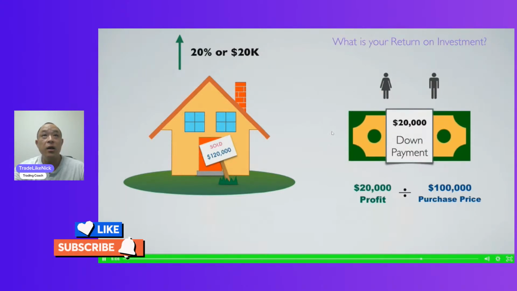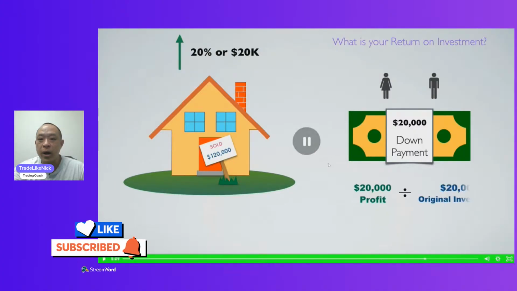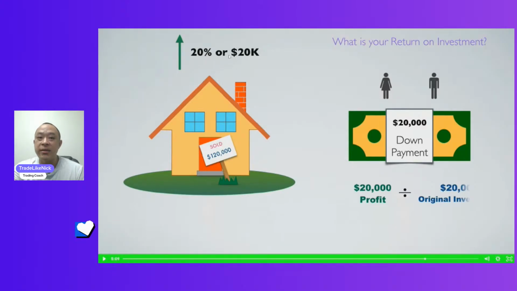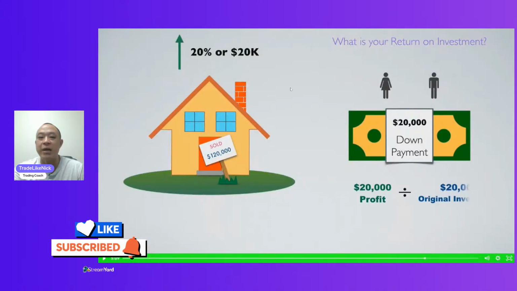Since you only put down 20%, or $20,000, and borrowed the rest from the bank, your original investment is only $20,000. A lot of people think they only make 20% if the house goes up $20,000, because they base it off the $100,000 of the house. But if you only put $20,000 down, you actually made $20,000 off of your own $20,000. You actually made 100% on your investment because you didn't put down the full $100,000. You only put down a fraction of it, but you still got to participate in the appreciation of the entire value of the house. And that is what options is as well.